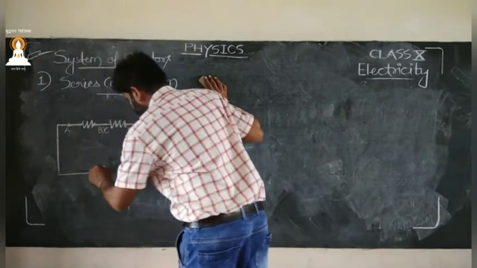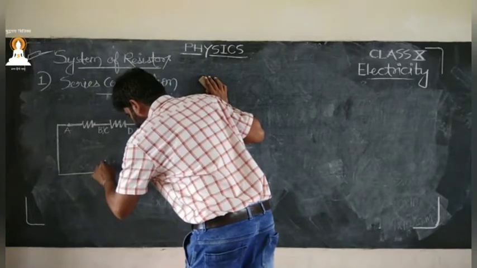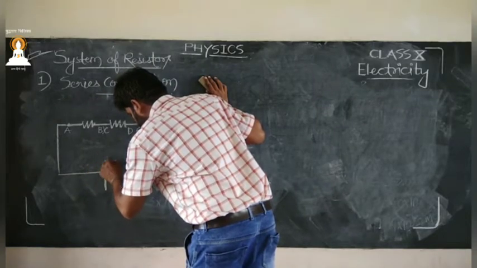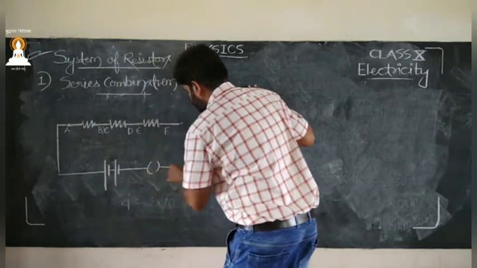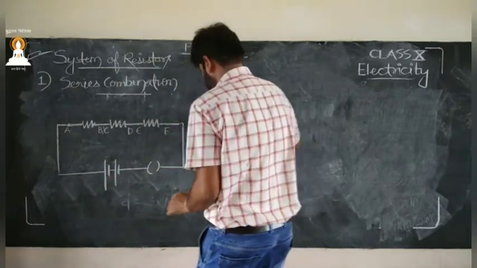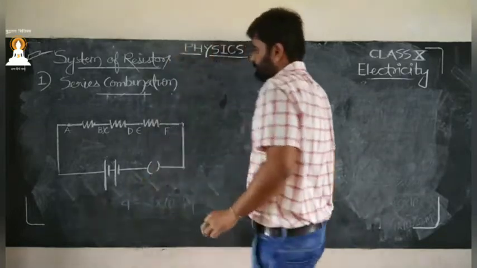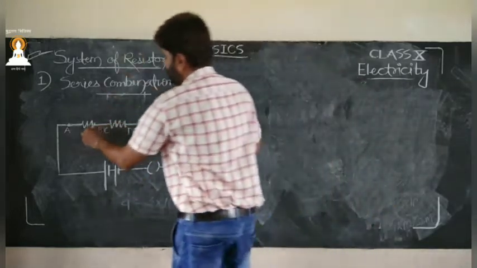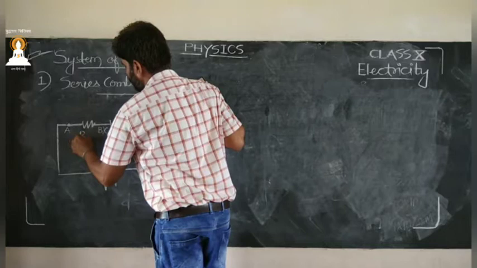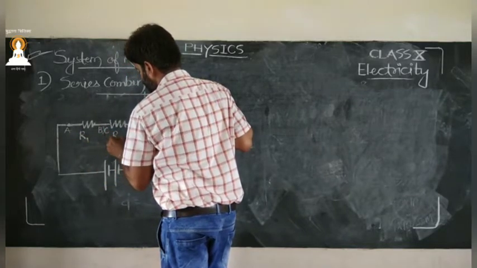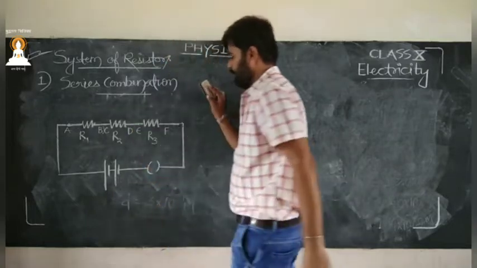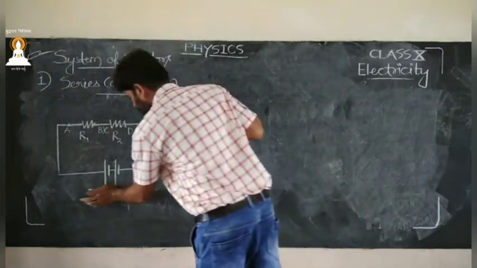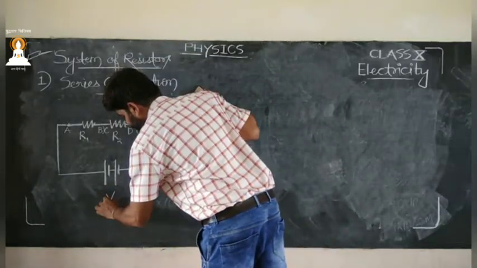Then here we are having a potential difference, a battery, and then a key, which completes our circuit. Now see, this is resistance 1, this is resistance 2, and this is resistance 3. Now see, this battery is having a voltage V.